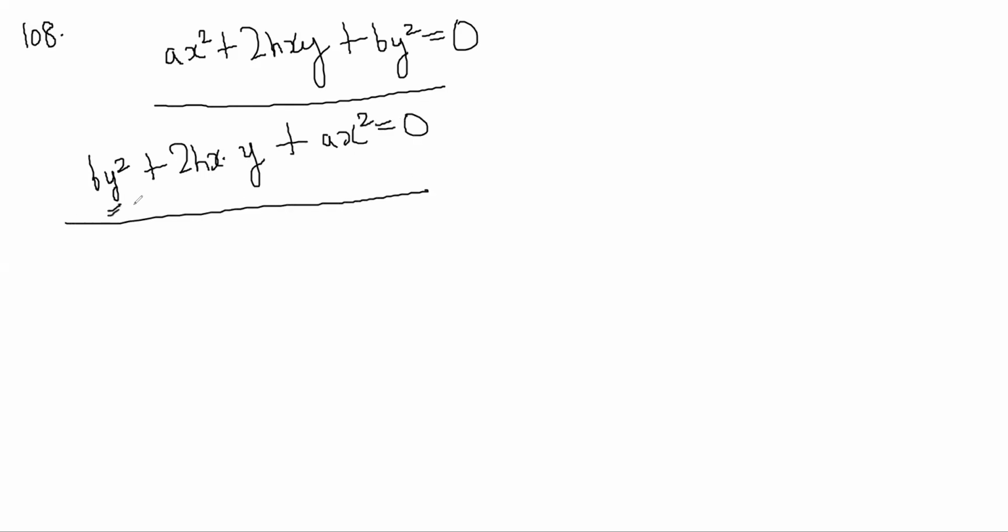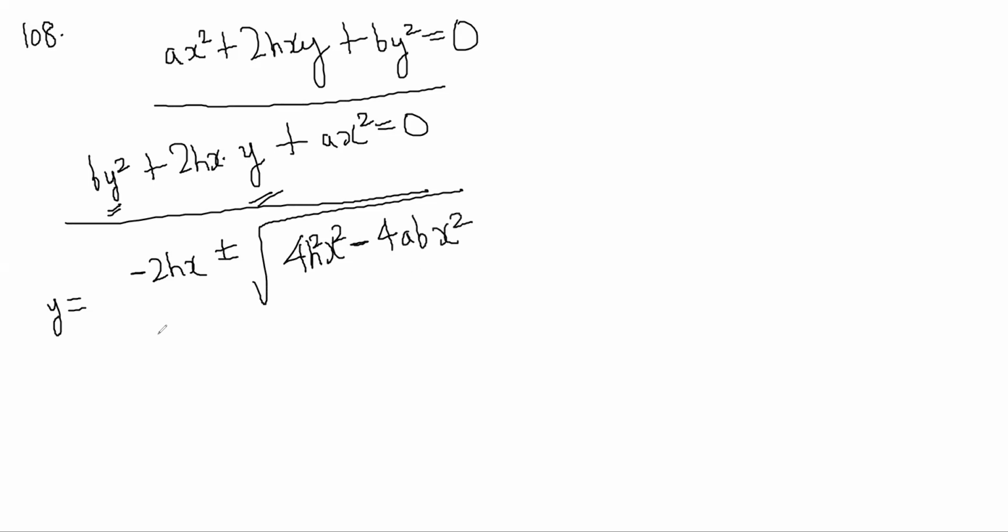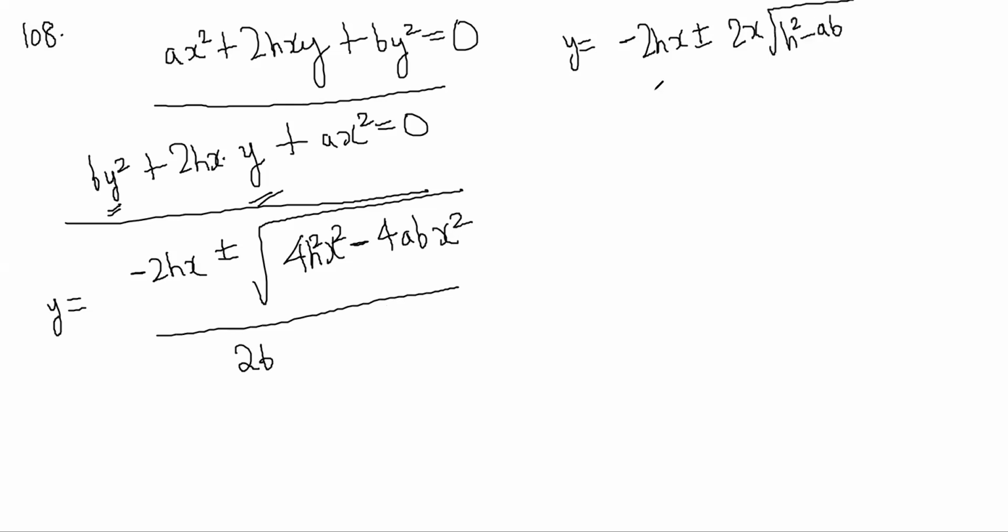So it is becoming b y square plus 2hx into y plus ax square is equal to 0, right? This is a quadratic in y, no? It is also a quadratic in x, but we'll take y for example. So y is equal to minus 2hx plus minus root over 4h square x square minus 4ab x square, right? By 2b, right? This is what we are getting, no? So y is equal to minus 2hx plus minus, 4 comes outside, so 2x comes outside, root over h square minus ab, right? By 2b, right?